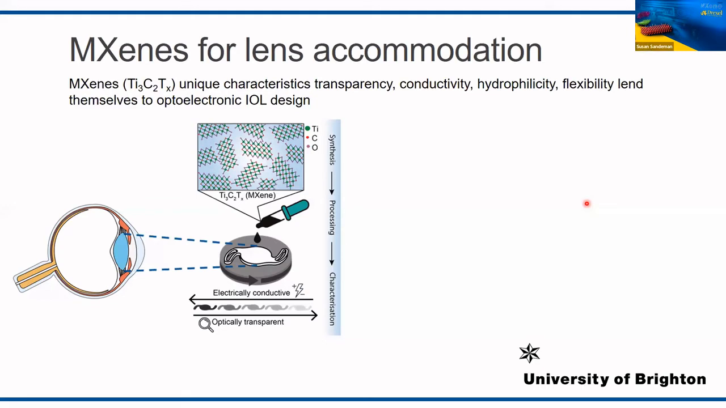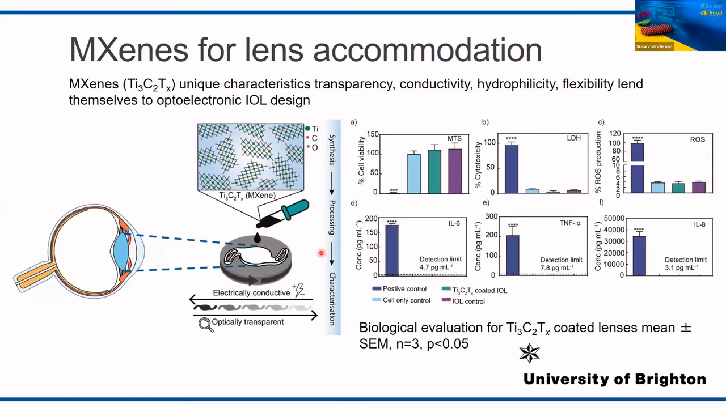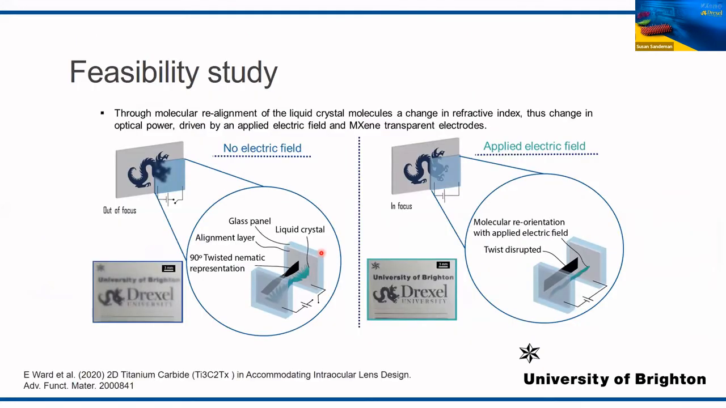In Emma's work, she's looked at spin coating layered MXene onto lenses, balancing transparency and conductivity to allow for accommodation of the lens. So with normal intraocular lenses, you lose accommodative focus when you have the surgery, so you're no longer able to focus on near and far vision. The purpose is to replace that accommodative focus using MXene-based optoelectronic options. We've done some biological studies showing that in that ocular environment, the lenses are safe. And Emma's got some nice work, and I'll point you towards her paper that's just been published and her poster, where she's shown feasibility of this approach.